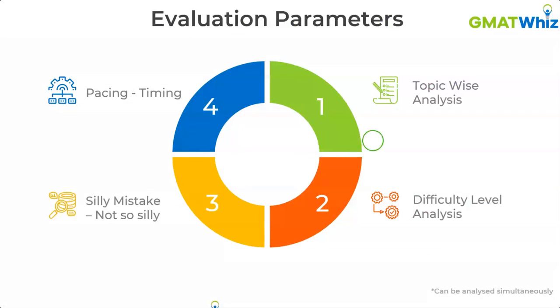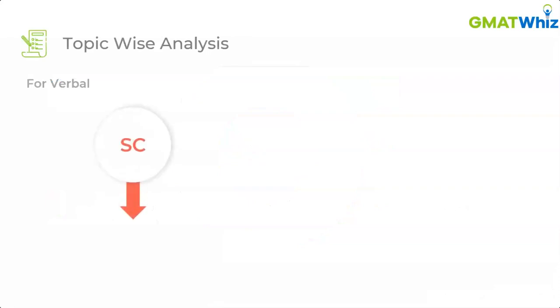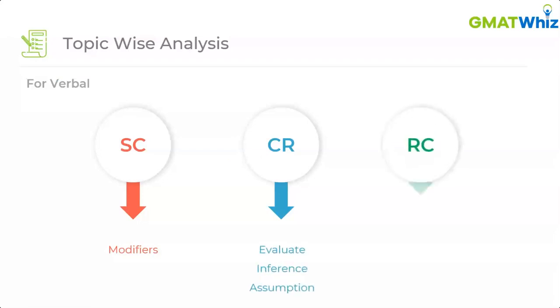Now, once you've analyzed the topics that you're not doing well in, you should make a note of it. So for example, and this is just hypothetical, you should jot down the topics that you're not doing well in. Okay. So in SC, maybe you might not be doing well in modifiers. In CRs, there might be 3 topics that you might not be doing well in.